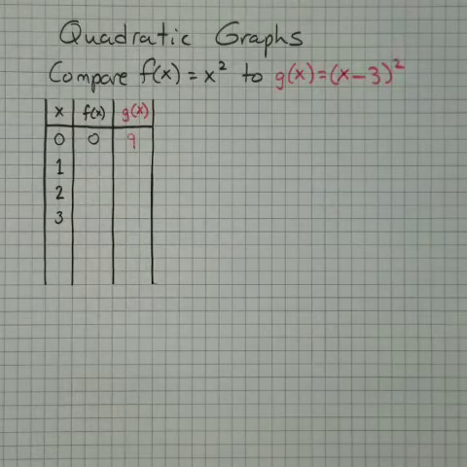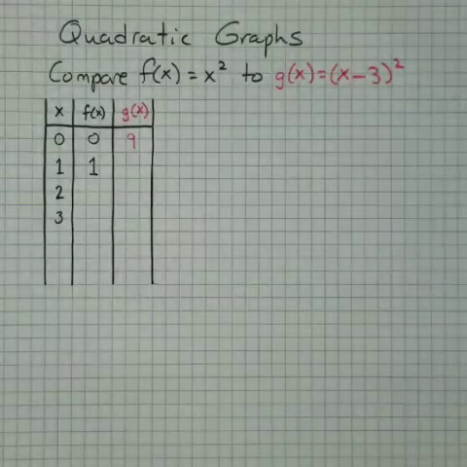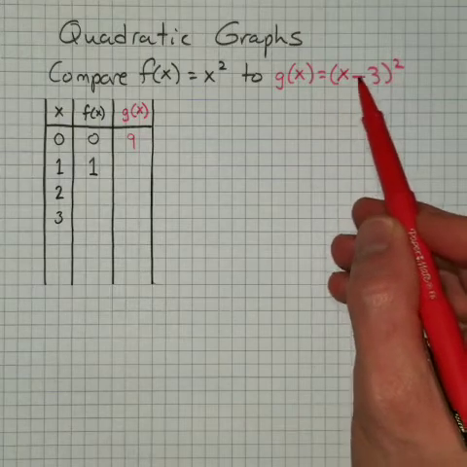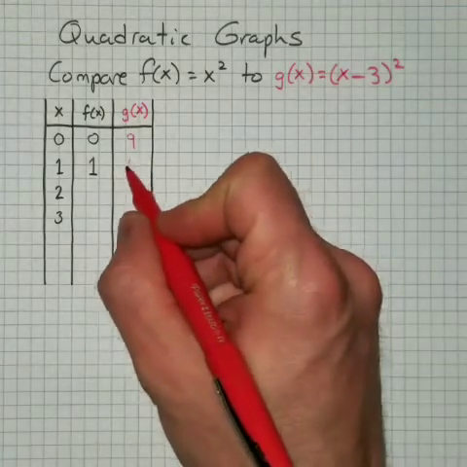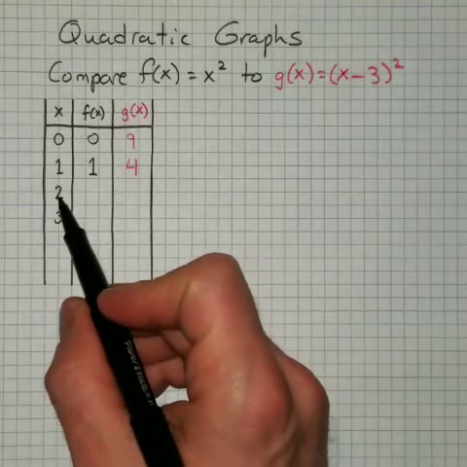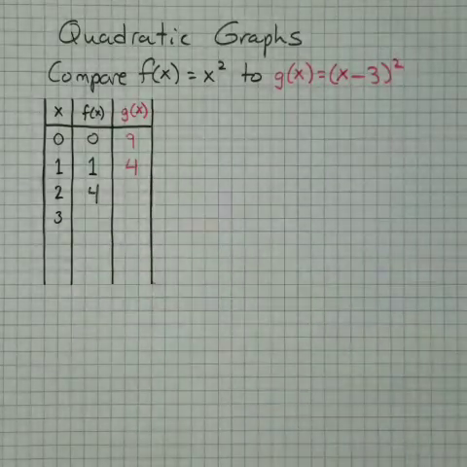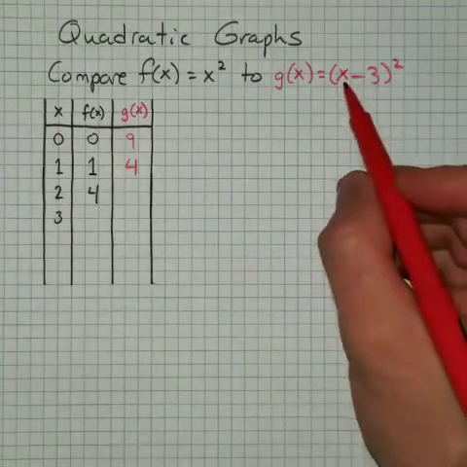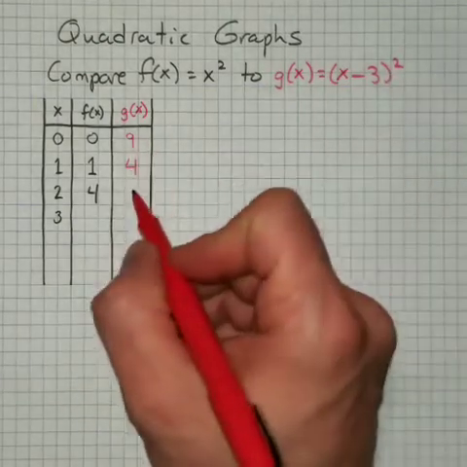Okay. Next is the number 1. Well, square 1, you get 1. However, if you plug the 1 into g of x, you get g of 1 is 1 minus 3, which is negative 2. Square the negative 2 and you get 4. Okay. Now if we go with a 2, plug the 2 in, 2 squared is 4. On the next one, if I plug that same 2 into the g of x, I get 2 minus 3 is negative 1, and negative 1 squared is 1.